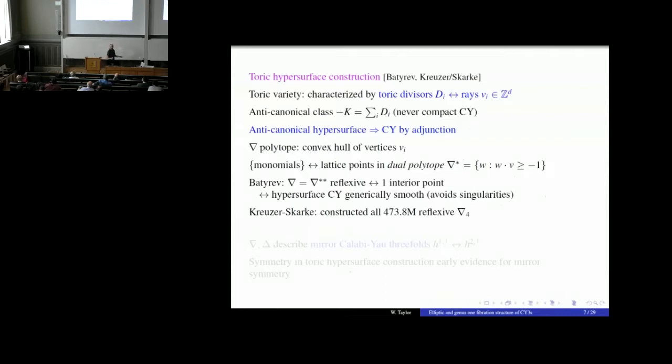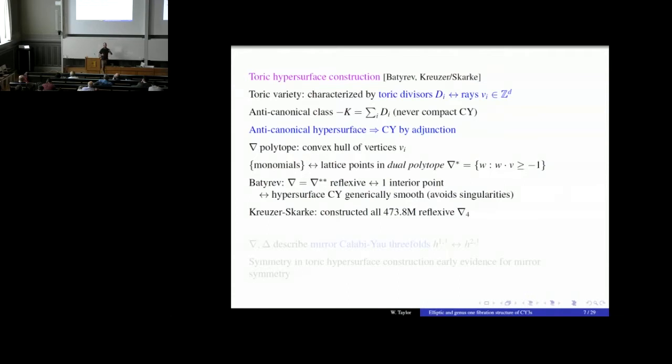Basically, a toric variety, just briefly, is characterized by a set of integer vectors in Z^D. These are associated with toric divisors. And then you have a fan, which describes all of the codimension 1, 2, etc., algebraic divisors, curves, etc., in the ambient space. The anti-canonical class of a toric variety is given by the sum of the toric divisors, which means that you can never have a compact Calabi-Yau described torically because it always has a non-trivial anti-canonical class. But by adjunction, if we take the anti-canonical hypersurface in any compact toric variety, we're going to get a Calabi-Yau. So we can think of this in the language of polytopes.